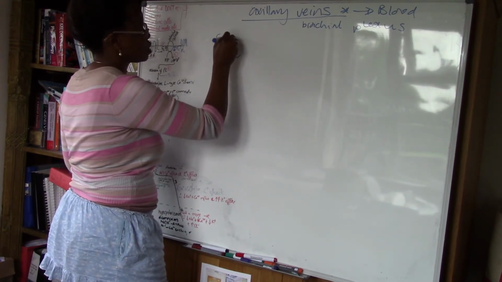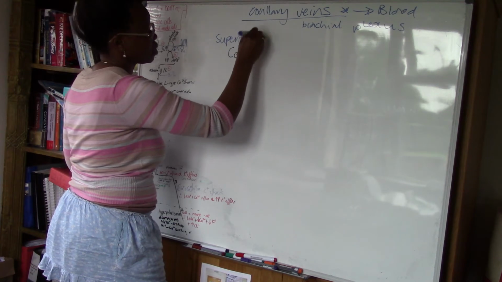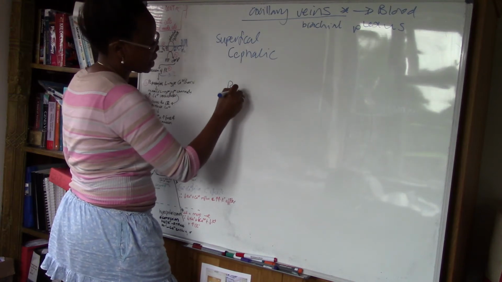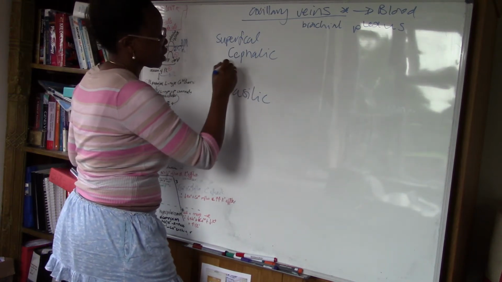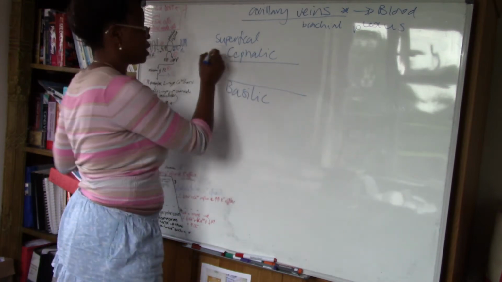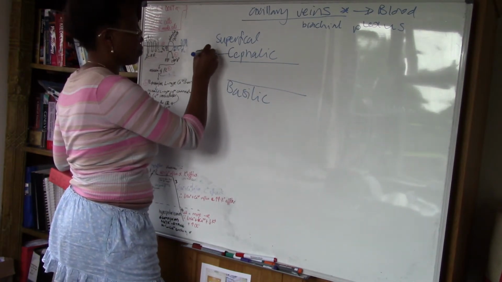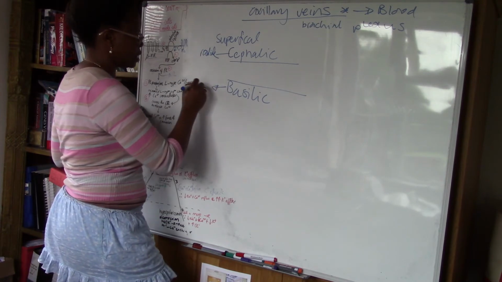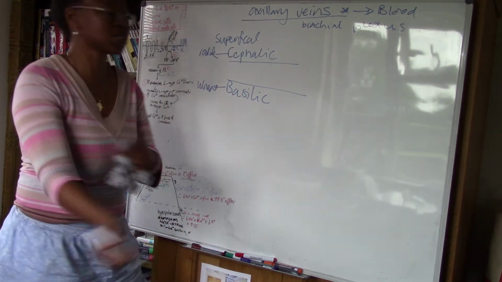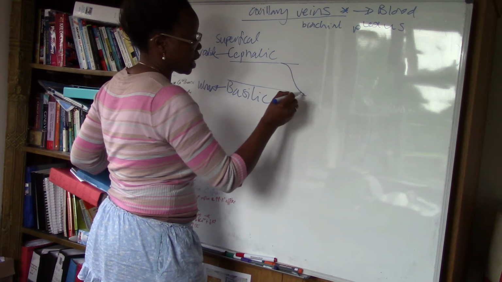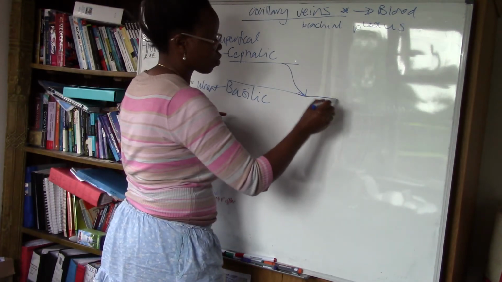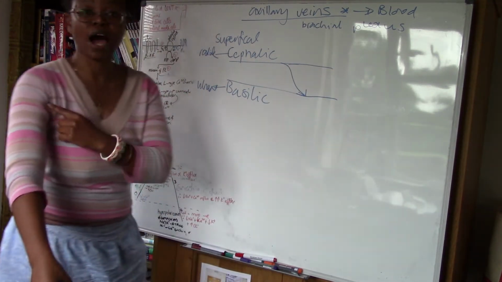The superficial ones will be the cephalic, which are the ones which we normally access with ease, and the basilic. And these are just the superficial veins in the forearm. The cephalic is at the radial side, and the basilic is at the ulnar side. And they both, at the cubital fossa, the cephalic will contribute to the basilic. However, they will both continue into the arm.